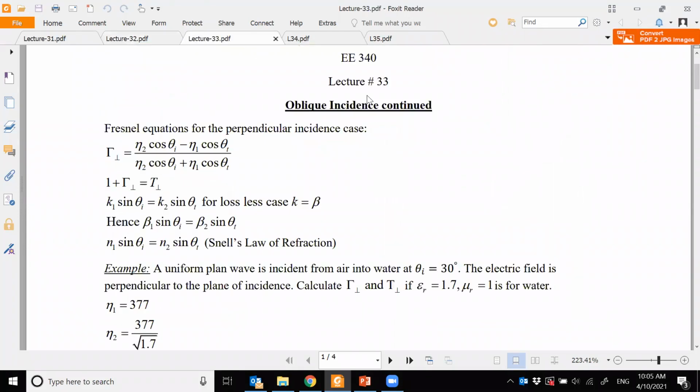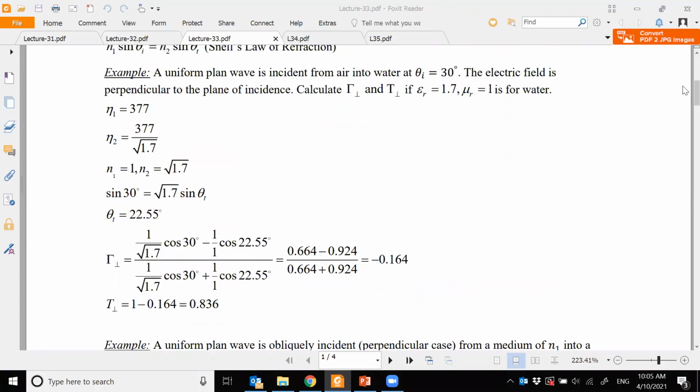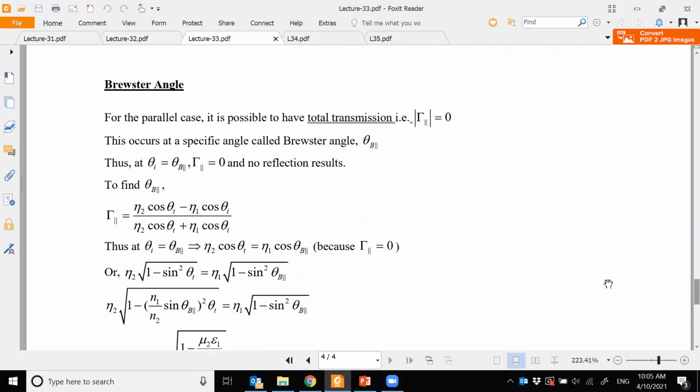In a similar way, you have another special angle, which is called the Brewster angle. So what is this Brewster angle? It is nothing but a special angle at which you can get zero reflection. Instead of complete reflection, you can get zero reflection. And this is only possible in the parallel incidence case. In the perpendicular incidence case, you cannot. But for the parallel incidence case, it is possible to have a zero reflection coefficient. That means total transmission.